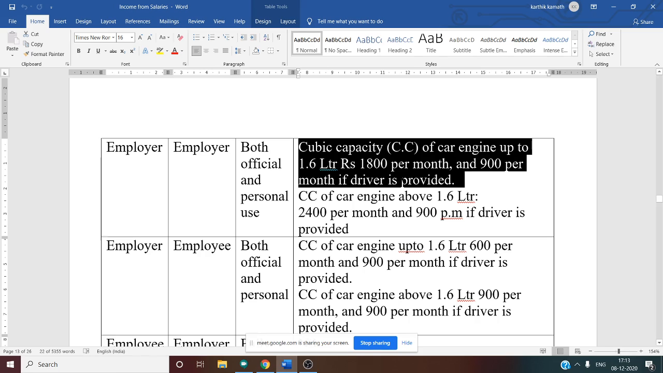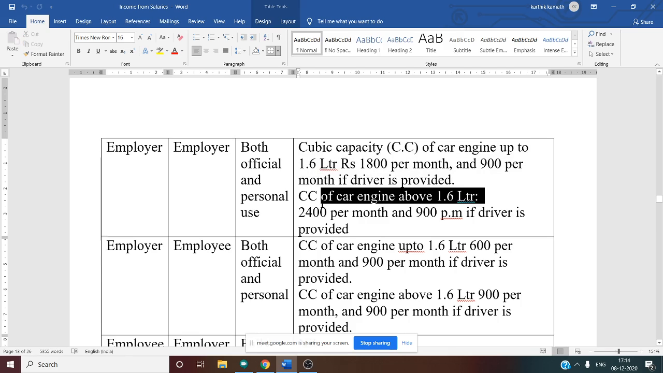So this amount is fixed. If the car is used for both purposes, the owner is employer and expenses are borne by the employer, in that case what happens? You take the fixed amount of 1,800 per month, and you can take 900 only when there is a driver for that particular car. So this first case is for a smaller car. Why? Because they have given up to 1.6 liter, isn't it? Up to 1.6 liter means maximum it may go 1.5, 1.6. So above 1.6 liter means big car.